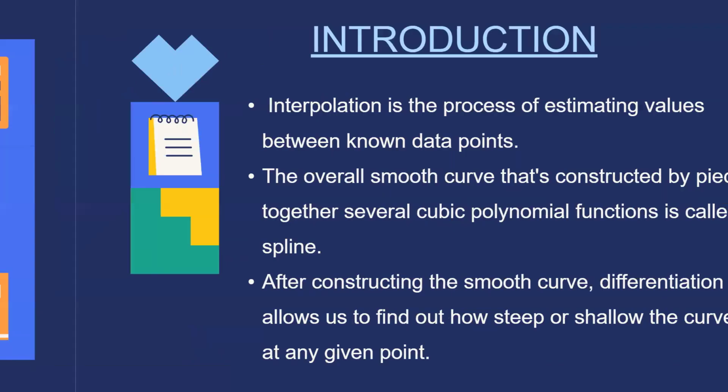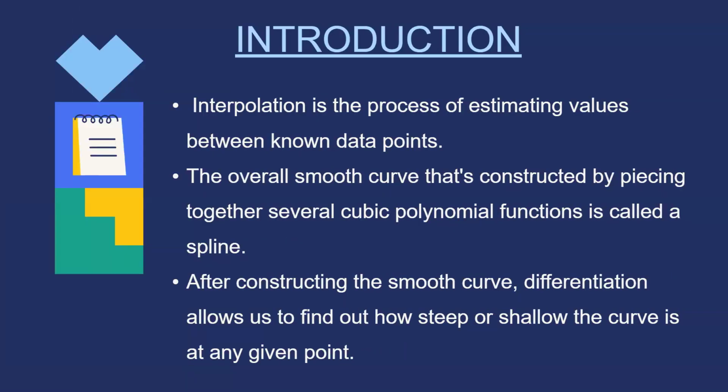So, cubic spline interpolation. Interpolation is the process of estimating values between known data points. Suppose that we have a set of data points and we want to create a smooth curve that passes through all these data points. Cubic spline interpolation is a technique used in numerical methods to achieve this. It works by fitting a group of cubic polynomials, that is, polynomials of degree 3, piecewise through all these data points.